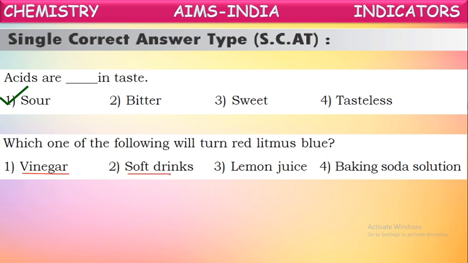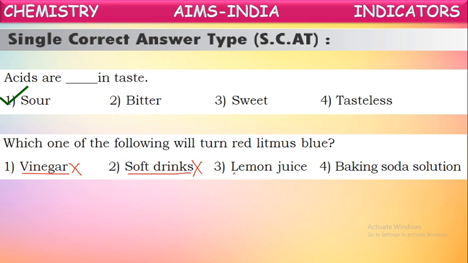What about soft drinks? Soft drinks also contain acidic components because they are prepared by adding some citric acid and some carbonic acid. So these soft drinks contain some acids in them, and they also can change blue litmus red. So these two will not come.